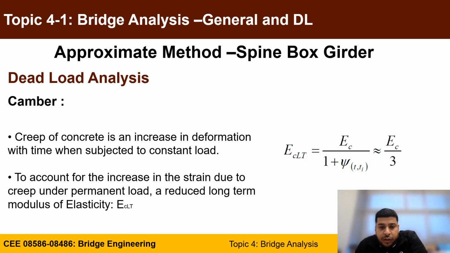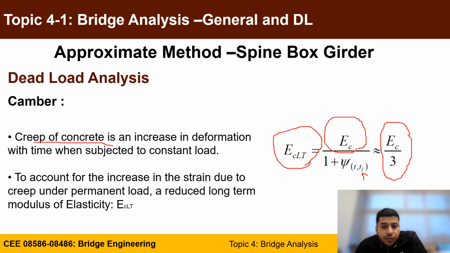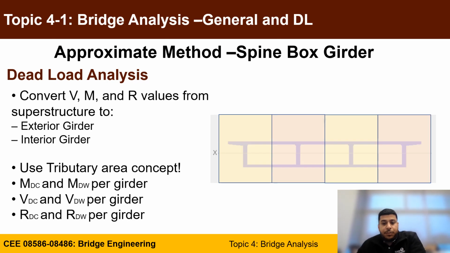So concrete creeps over time and under constant load, which is always going to be DC, permanent loading. So you will have what's called modulus of elasticity long term, which is equal to the modulus of elasticity divided by 1 plus psi of t, which is a function of time. The maximum value of psi is 2, so you can safely use a third of modulus of elasticity to account for creep. Let's go through an example here.